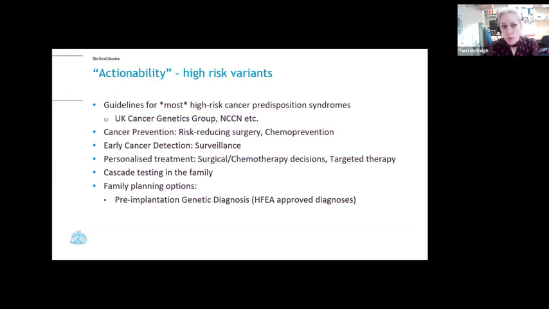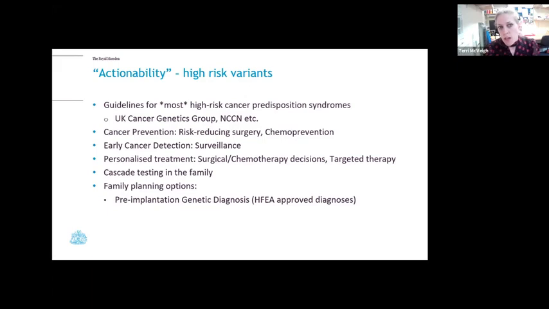Obviously this audience would be much more familiar with the targeted therapies than I would be. But as well as the systemic treatments, it can influence surgical decision making. So if you've got somebody with a bowel cancer related to Lynch, you might do extended surgery compared to somebody that doesn't have an underlying high risk predisposition.